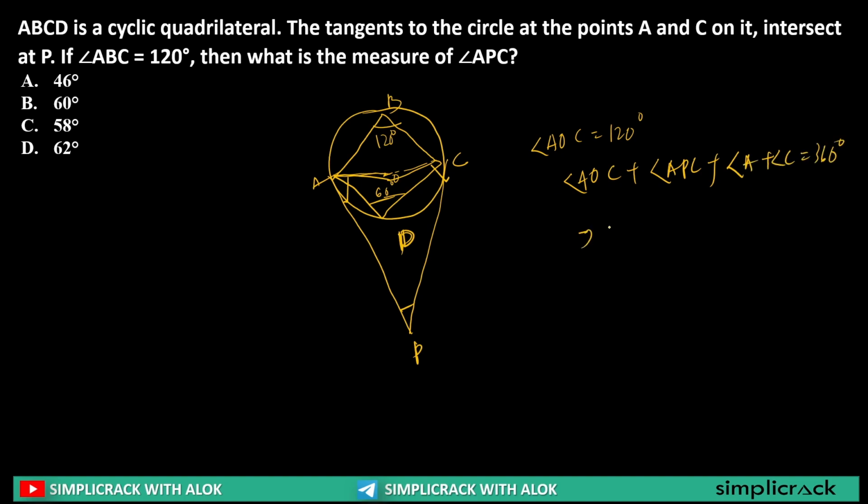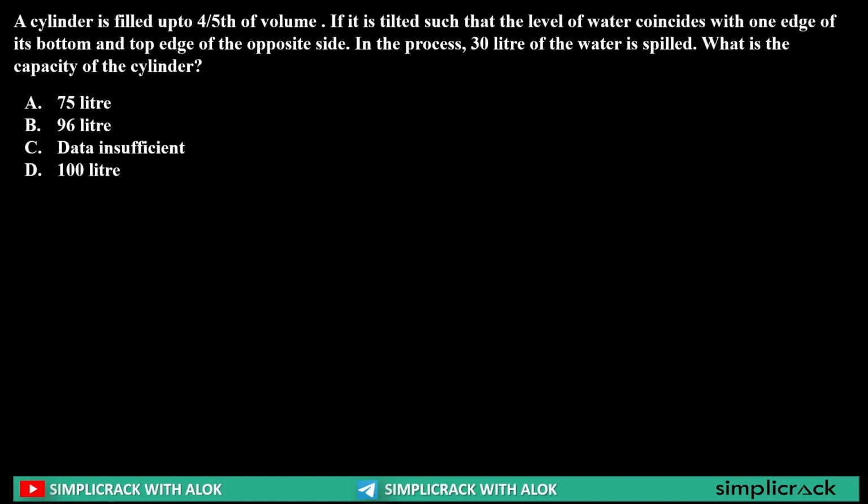Now AOC, what do we find out? AOC is equal to 120 degree plus APC is unknown plus 90, 90, 180 degree is equal to 360 degree. So APC is equal to 360 minus 180, 180 minus 120, that is 60 degree. So the answer is 60 degree. Quite easy. You just need to understand how to draw the whole thing.